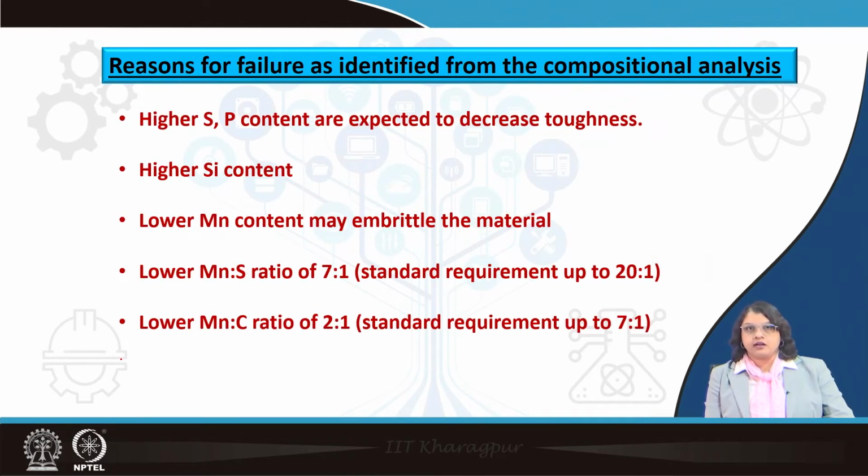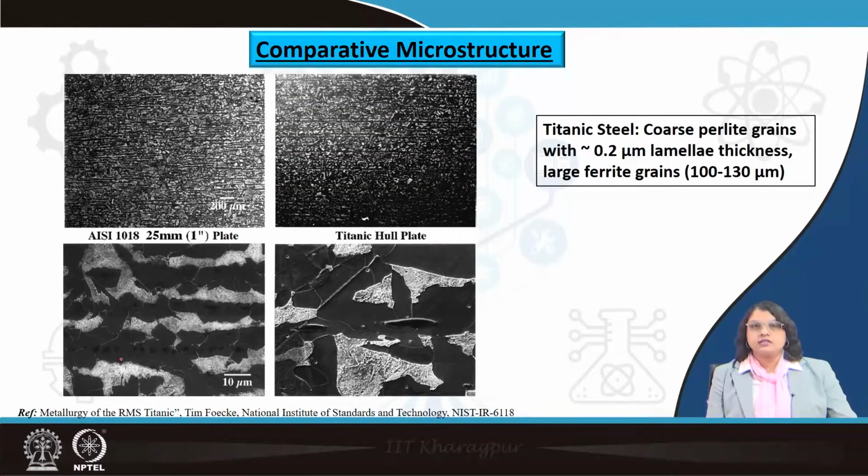the higher sulfur and phosphorus content actually led to a reduction in toughness. Okay. Higher silicon content is also one of the reasons, and lower manganese is expected to embrittle the material. Lower manganese to sulfur ratio and lower manganese to carbon ratio are the culprits which reduce the toughness, and enough manganese sulphide inclusions might have also led to fracture. So far this is what we understand from the compositional analysis. So, let us now look into the microstructure, as the microstructure is very important, particularly if we are talking about the mechanical properties and their correlation with microstructure.